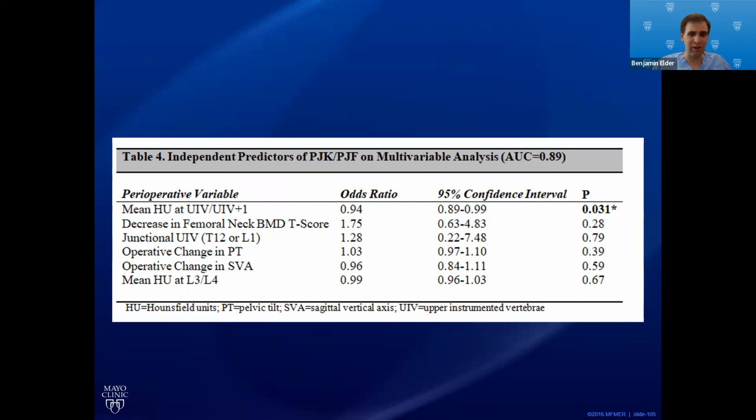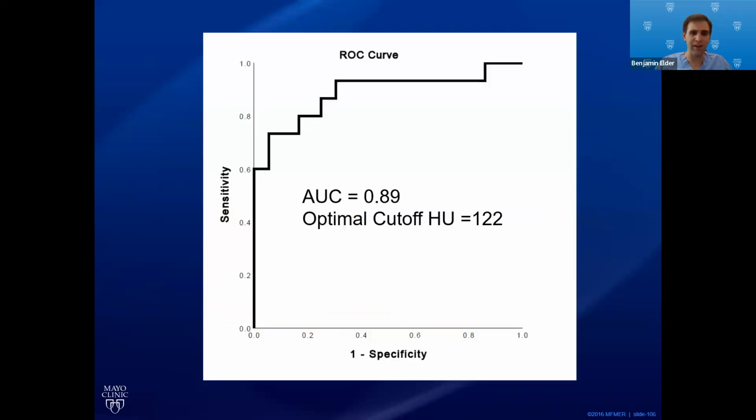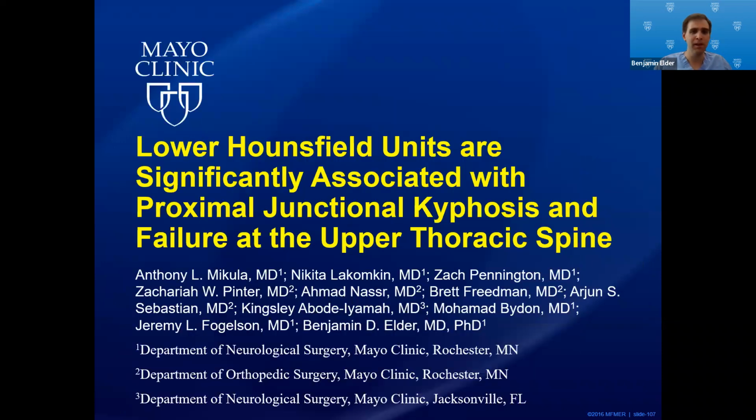And based on the multifactorial analysis, the mean Hounsfield at UIV and UIV plus 1 were the only significant findings we had. And so based on the ROC curve analysis, we found the optimal cutoff was 122 for having a risk of PJK or PJF.